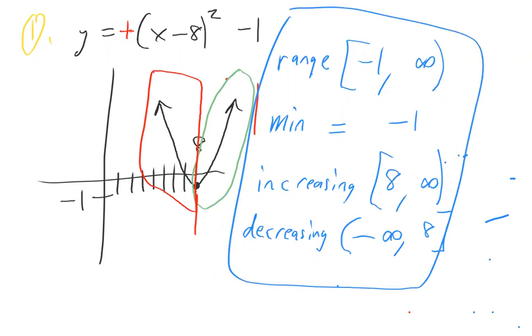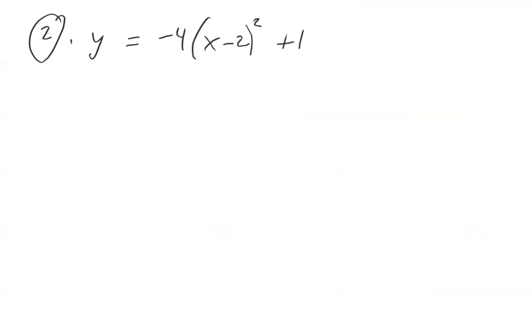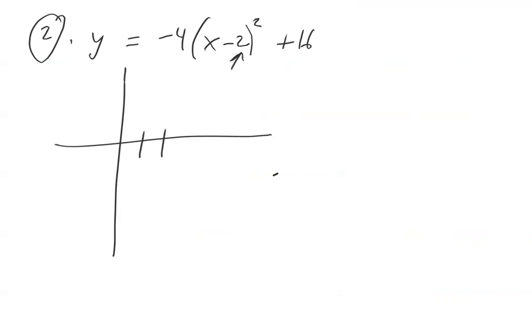Now let's look at a review for problem number 2. It says y equals -4 (x minus 2) squared plus 16. Once again, let's imagine this graph. This graph moves 2 units to the right because of that -2, and then it moves 16 units up. So 2 units to the right would be there. Then it moves 16 units up, which would be right there. So it's going to be that point.